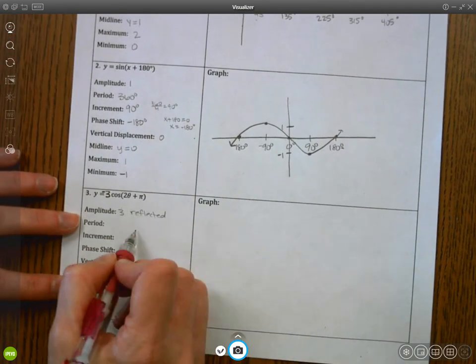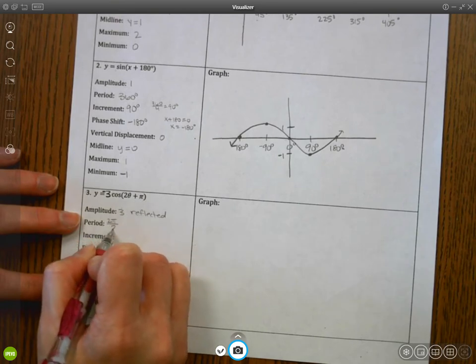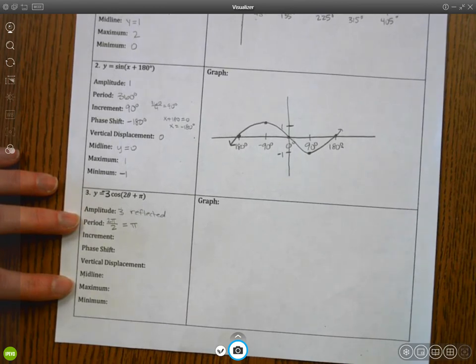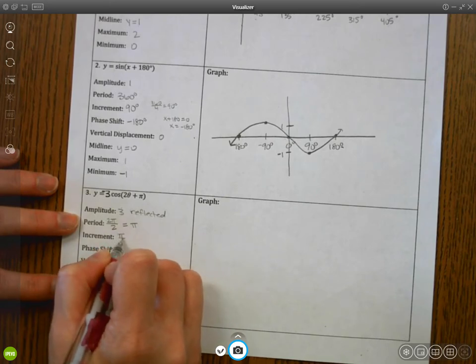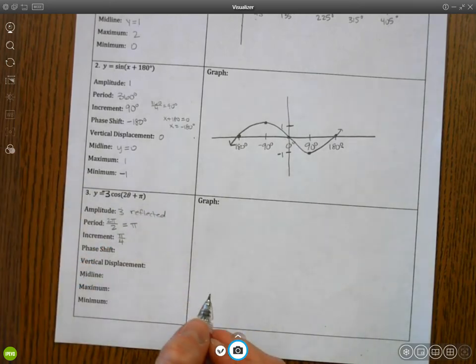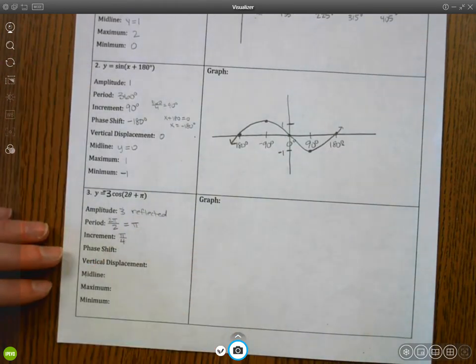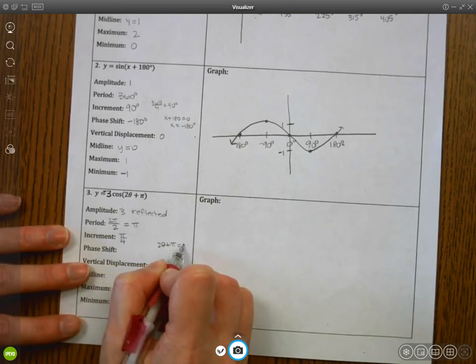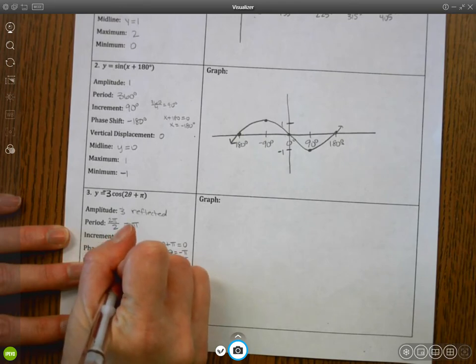Our normal period, since we're in radians, is 2 pi. Divide that by 2, so our period is pi. So we're going to get a whole cosine graph in pi units. Our increments, always divide by 4, because you're splitting it into the 4 quadrants of the unit circle. So you get pi over 4. For the phase shift, you take what's in parentheses, set it equal to 0, and you get negative pi over 2.